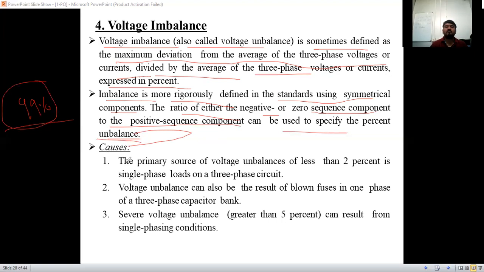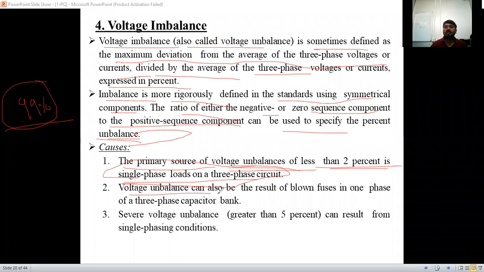Now the causes of unbalance. The primary source of voltage unbalance of less than 2% is single phase load on a 3-phase circuit. We added a single phase load to the 3-phase circuit. That is what causes about 2% of voltage unbalance.